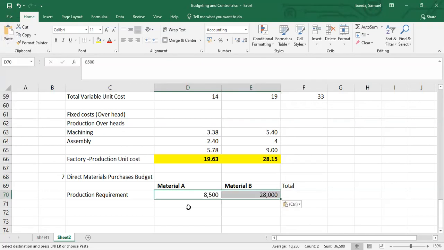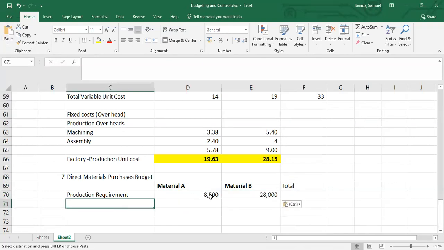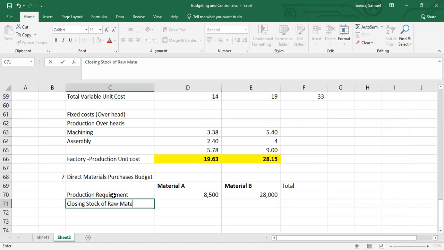Like right there. Now, once I know that I need 8,500 for material A and 28,000 for material B, mine is now also to look at how much I need to close with, because how much I need to close with also needs to be purchased within this period. So I'll also look at my closing stock.